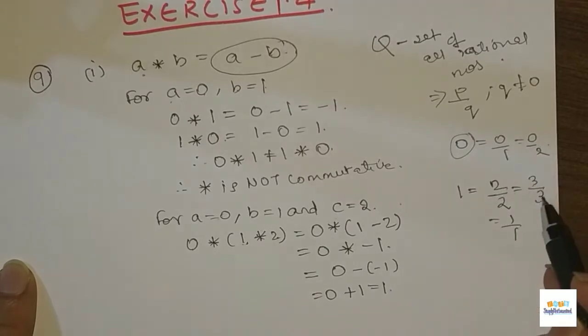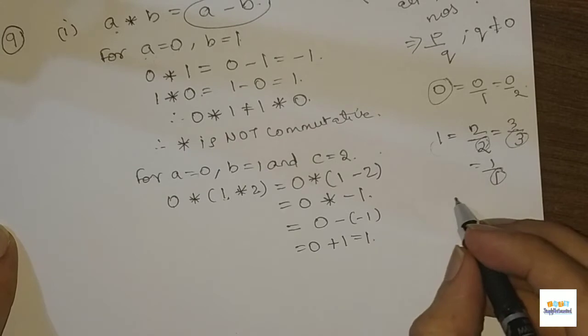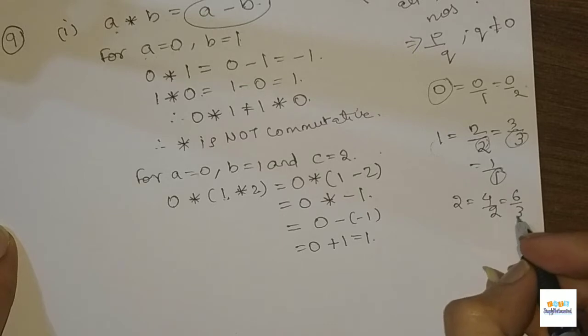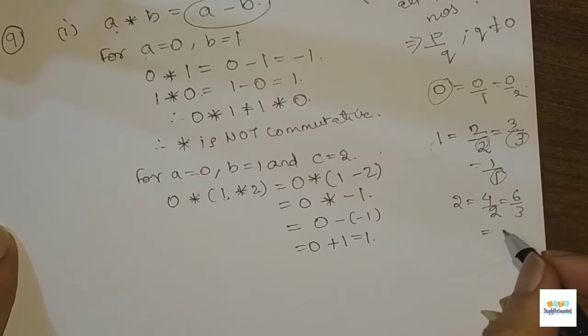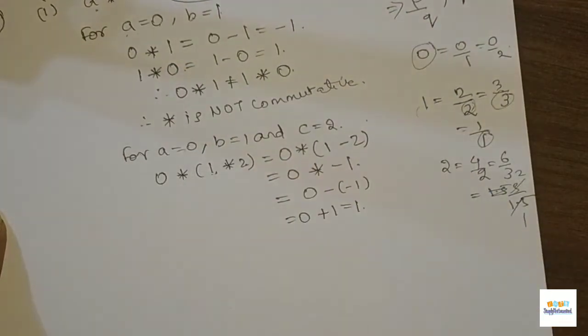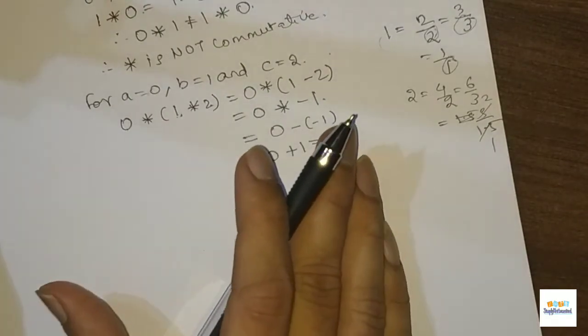p by q, where q is not equal to 0. So 1 is a rational number, and 0 is a rational number similarly. And 2 also: you can write 4 by 2, then 6 by 3, or even 3 by 1.5, right? 1.5 ones are 1.5, 1.5 twos are 3, like that. So this 2 is a rational number. So every integer is a rational number, and we can work with integers for this example 9.